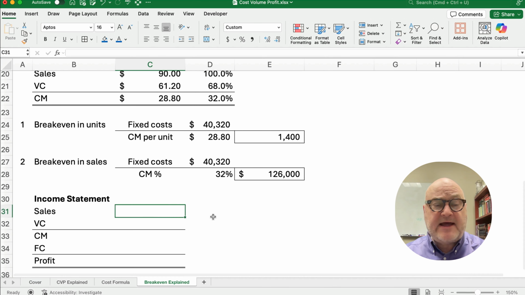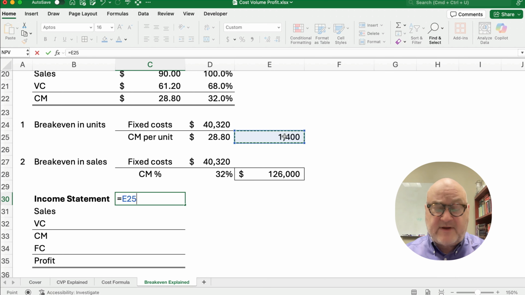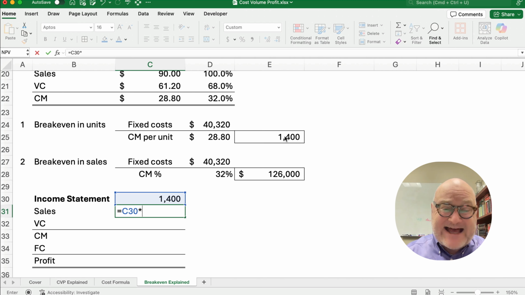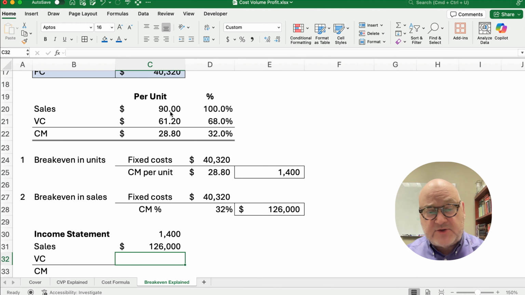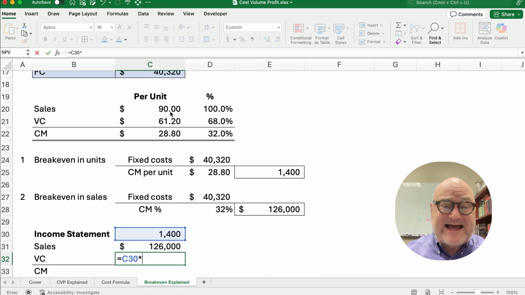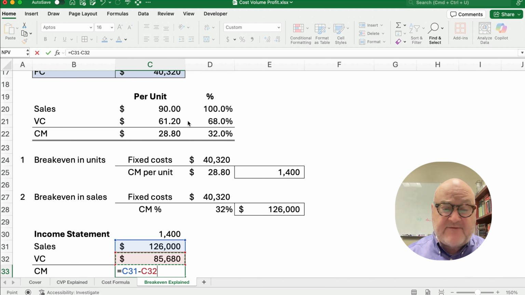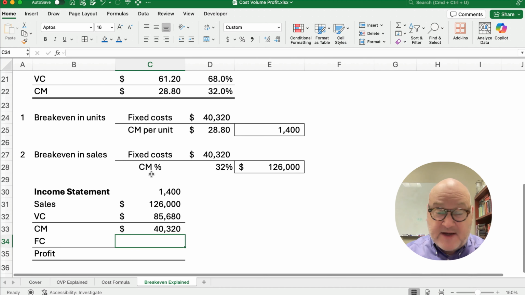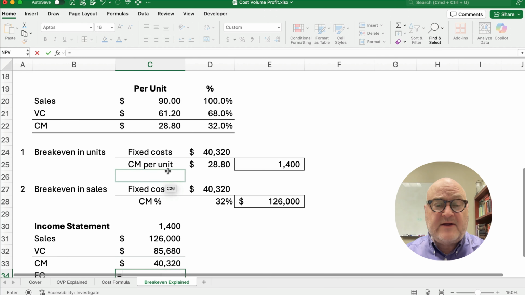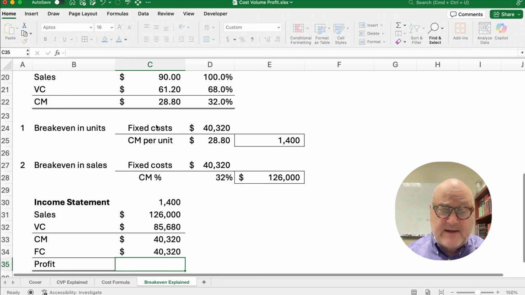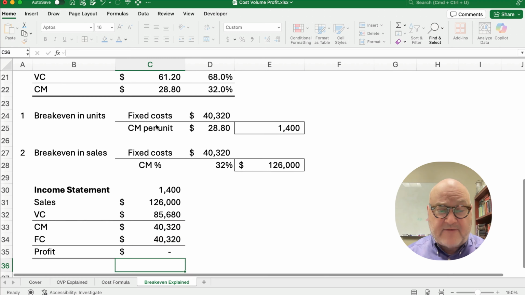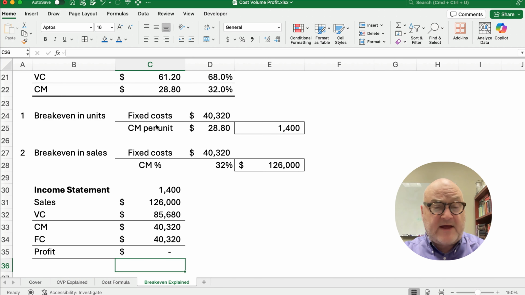All right, so let's do an income statement to kind of prove this. So if we prove that we can sell 1,400, right? Well, our 1,400 times the $90, that's $126,000. I know I have that already, but I'm going to use that, and we can change the initial numbers and see how it works. So what is our variable cost? Well, it's 1,400 times our variable cost of 61.20. So our contribution margin is 126,000 minus the 85,680, and we're at 40,320. Does that number look familiar? Yes, that's our fixed cost. Our fixed cost here, I can just use this fixed cost right there. And so therefore we have achieved zero profit. So you've got to sell 1,400 units, or $126,000, to achieve zero profit.